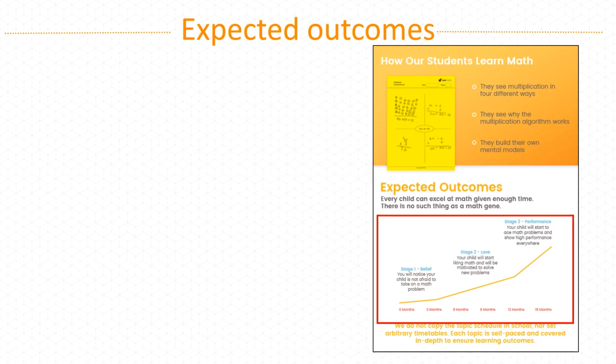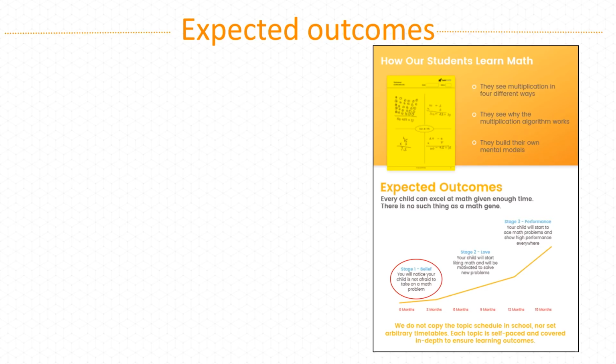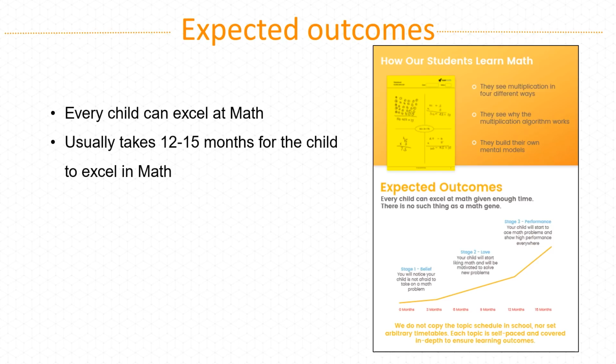Let's say your child comes with a deep-rooted fear of math. It'll take a few months to try and address that problem, and soon he will move to a point where he will himself be interested in solving more challenging problems. Ultimately, he'll begin to ace math problems everywhere. Now, every child can excel at math because there's no such thing as a math gene. But because we are fixing fundamental issues, it'll take 12 to 15 months for all of this to happen. And this will of course depend on where your child is in this trajectory. If he already loves math, it'll take him less time to start demonstrating outcomes.